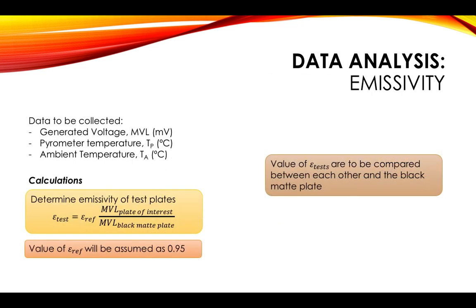For this experiment, we will take the black matte plate as reference, assumed to be 0.95, for the other emissivity calculations. For calculating the test emissivities, we take the ratio between the voltage generated of the plate to be tested and the voltage generated for the black plate, and then use the emissivity factor of the black plate. With the values of the emissivities determined, data will then be compared with each plate.